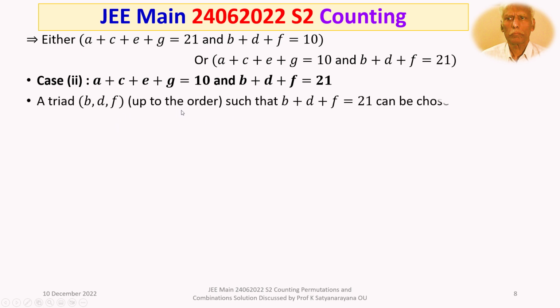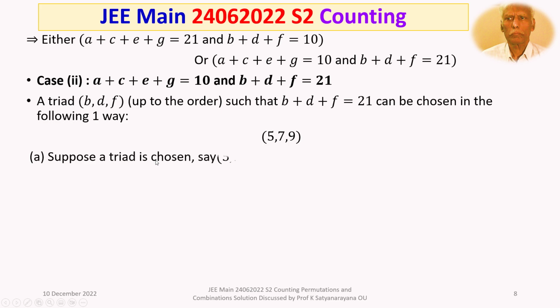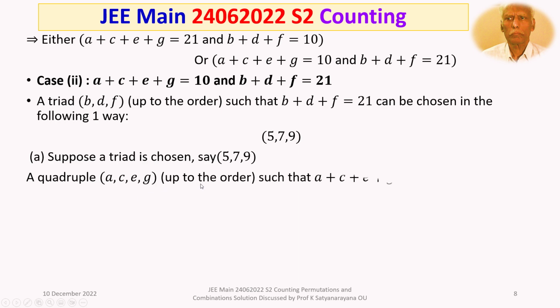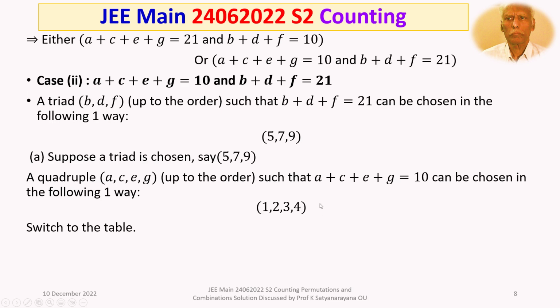A triad BDF up to the order such that B plus D plus F is 21 can be chosen in only one way. What is that one? 5, 7, 9. And having chosen 5, 7, 9, the remaining fellows 1, 2, 3, 4, whose sum is 10, will be the quadruple. So only one case in this case, 5, 7, 9, and a quadruple ACEG up to the order such that the sum of the digits is 10 can be chosen in only one way, that is 1, 2, 3, 4. Then use the counting principles and count the number of 7-digit numbers that you are forming, and switch to the table.